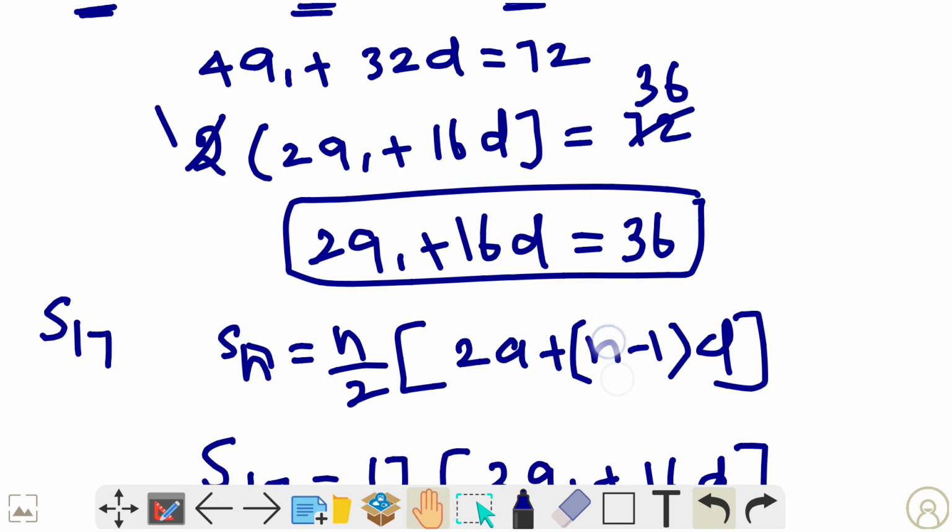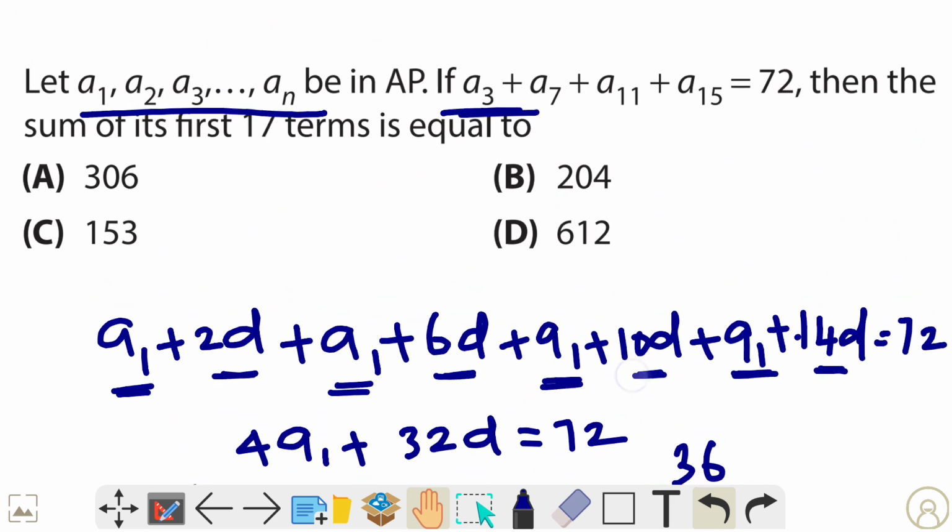So we move on to the top of the slide. 306 looks like our answer. So option A, hence option A is the correct answer.